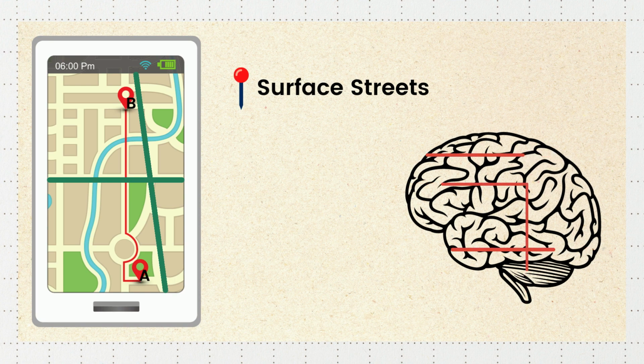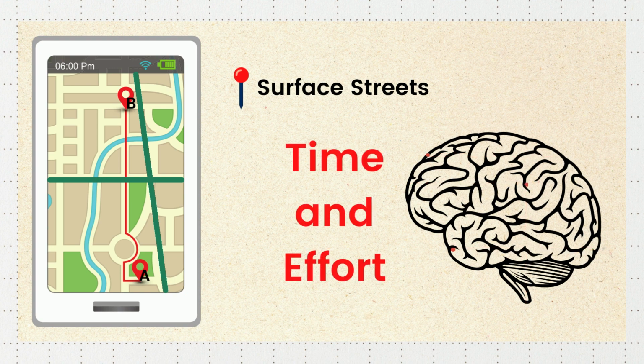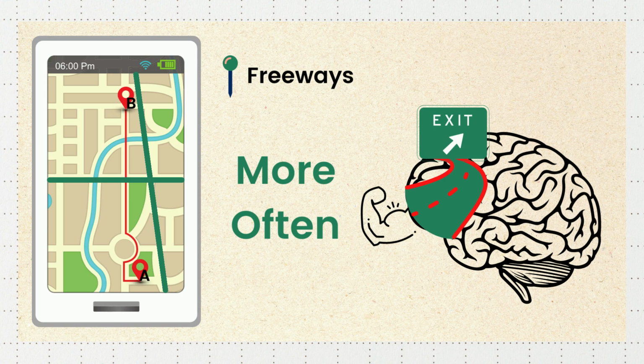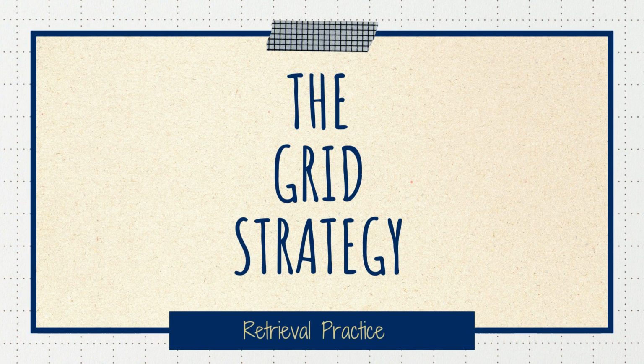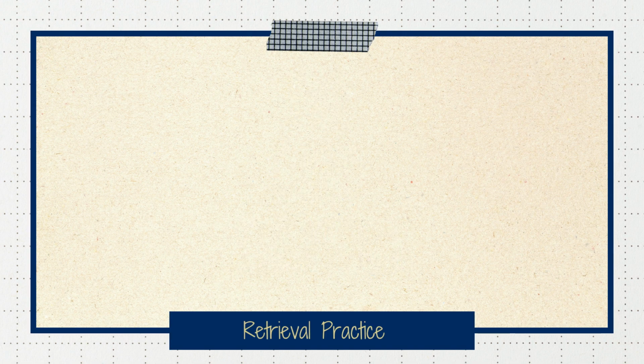The first few times we retrieve information from our memory, it's like taking the surface streets. It takes time and effort for the information to navigate its way through the brain. However, the more often we retrieve the information, the neural pathways strengthen and the information travels much quicker, much like taking the freeway. The grid strategy is one way to use retrieval practice in the classroom.